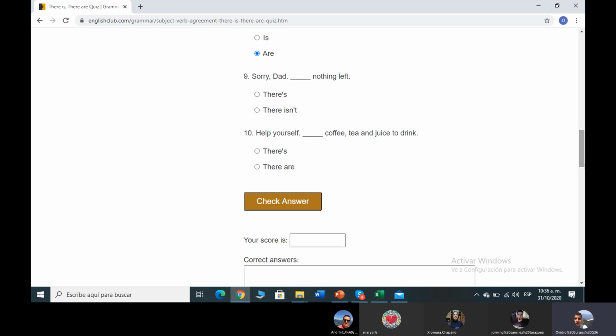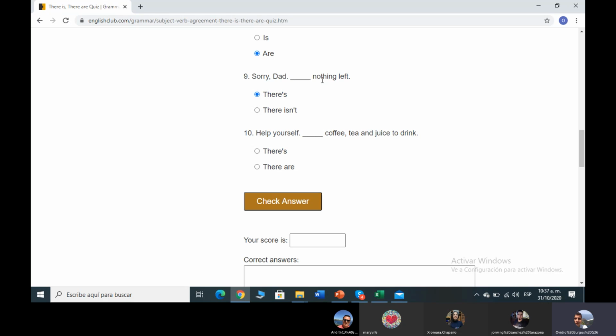The number 10 and the number 9, we are going to choose the option that you consider is correct, okay? For example, for the number 9, what option do you consider is the correct? There's or there isn't? There's. There's? Someone else? Yes, there's. Yes, in that case, very good.